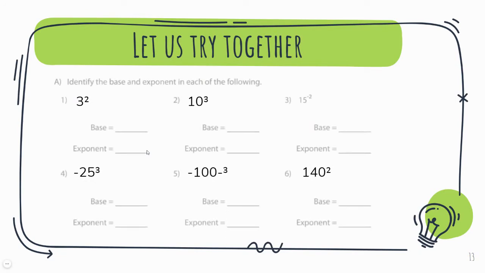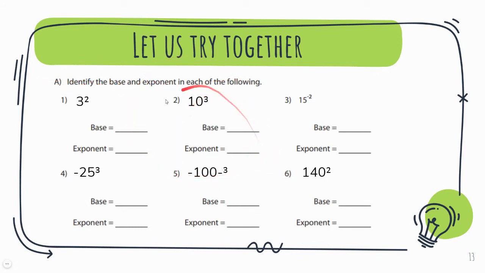Now, we are going to see these questions and identify the base and exponent in each of them. So the first one is 3 raised to 2. So over here my base is going to be 3 and exponent is going to be 2. Please pause this video and try the other questions. Let's come back and now you can check your answers.